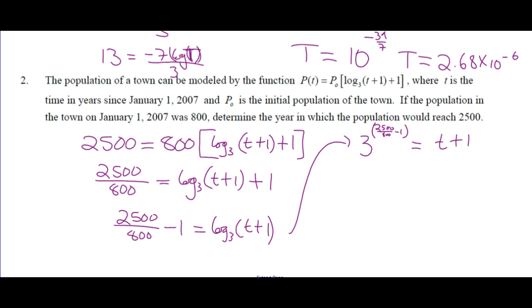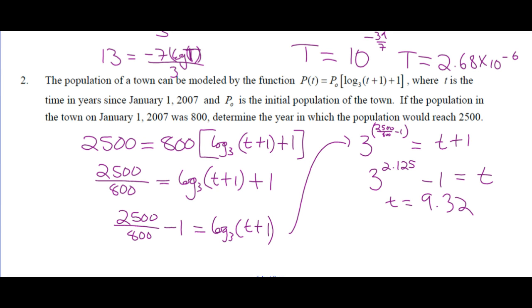Yeah. What is the decimal? 2.125. So 3 to the 2.125 minus 1 will equal t, right? We got the t plus 1, move that over. And so what's t? 3 to the 2.215 minus 1. Yeah, 9.3. 9, no, was it 9.32?